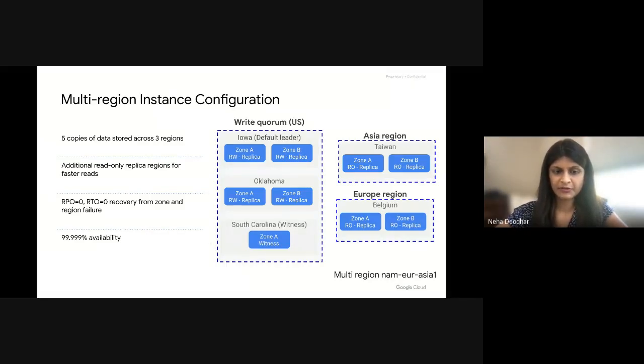Such configurations give you 5 nines of availability, and they help you recover from a higher number of failures. So zone as well as region failure is what they can tolerate.